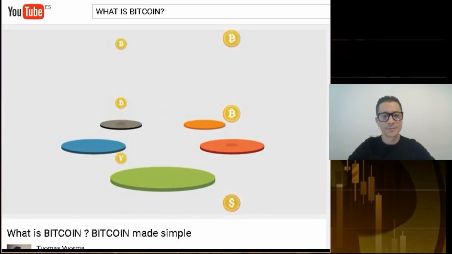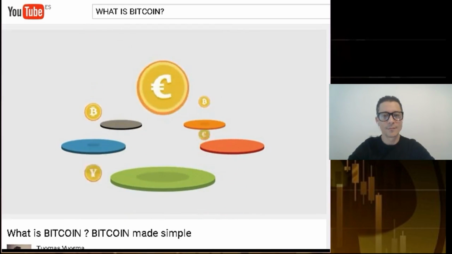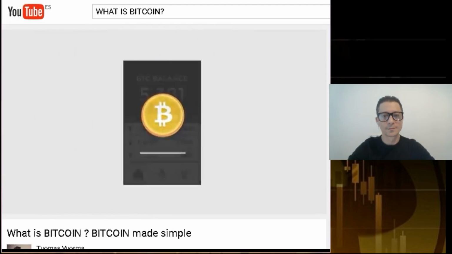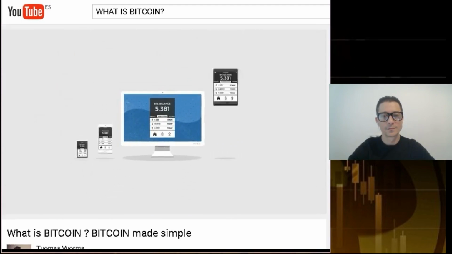Several currency exchanges exist where you can buy and sell Bitcoins for dollars, euros, and more. Your Bitcoins are kept in your digital wallet on your computer or mobile device.